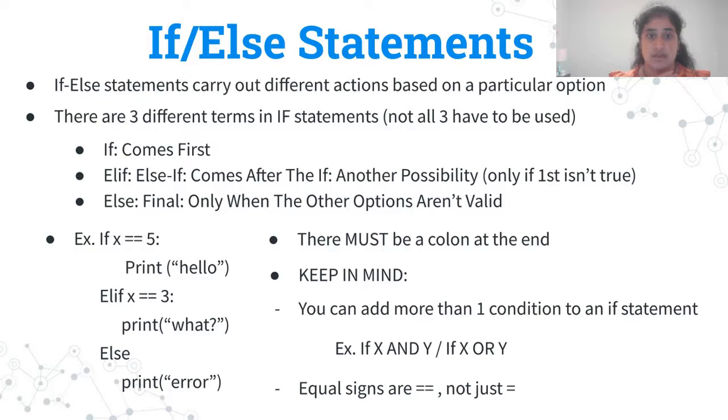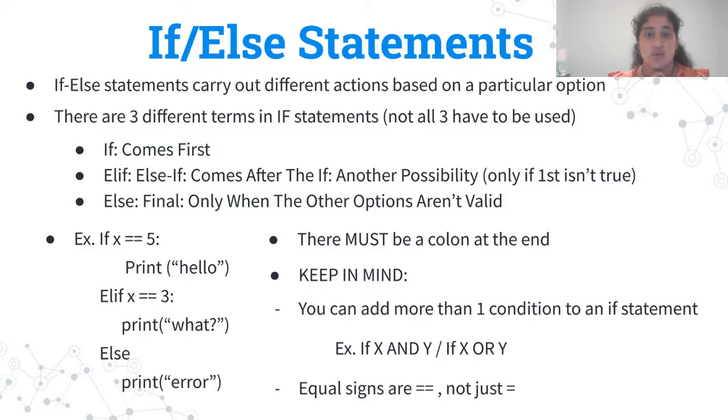Elif x is equal to 3, it will print what? So if x is not 5 and x is 3, then it will print what? And then we have else print error. So if x is neither 5 nor 3, then it will print error. Keep in mind that there must be a colon at the end of your if statement. So we have if x is equal to 5, colon.